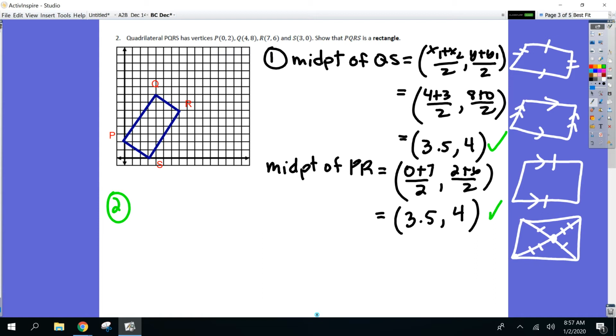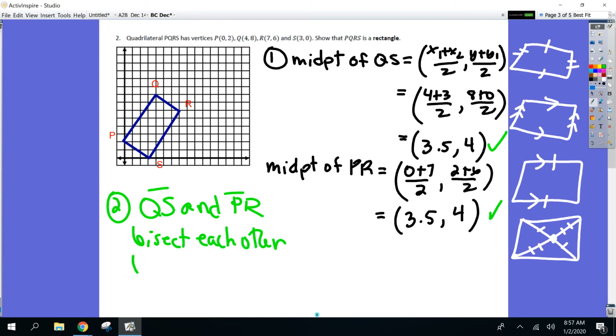Diagonals bisect each other. So QS and PR bisect each other. That's what we just learned. QS and PR bisect each other. And you're going to have to give me a why. How do I know they bisect each other? Use the work you just did. What did you just show in step 1? They have the same midpoint. They share the same midpoint, however you want to word it.